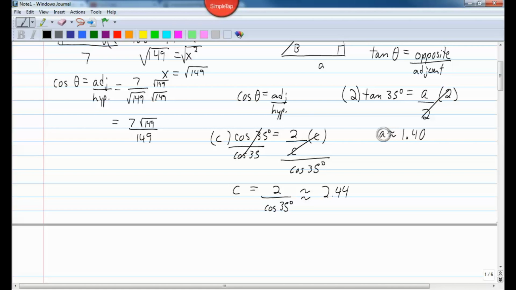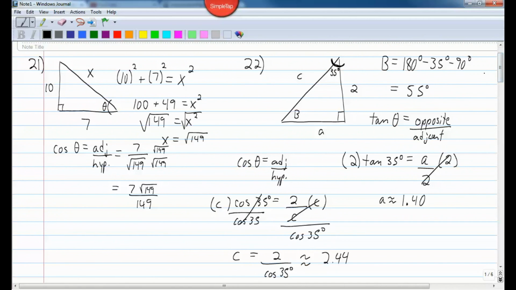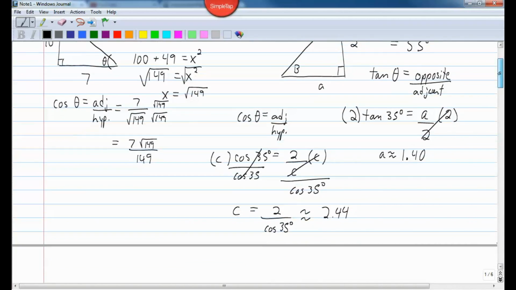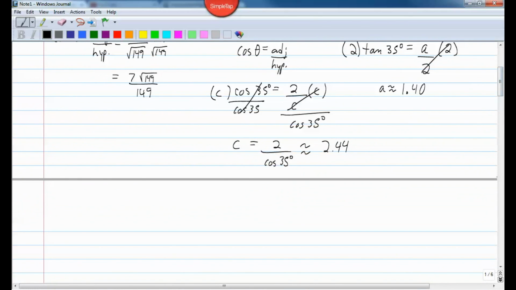Alright, so there's side A, side C, and angle B.